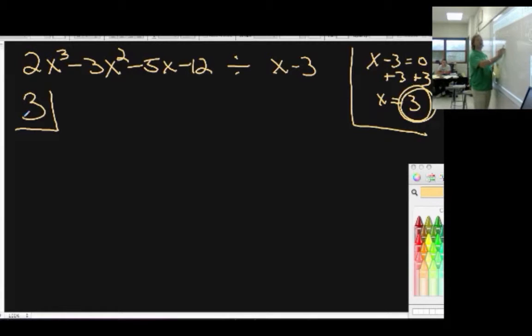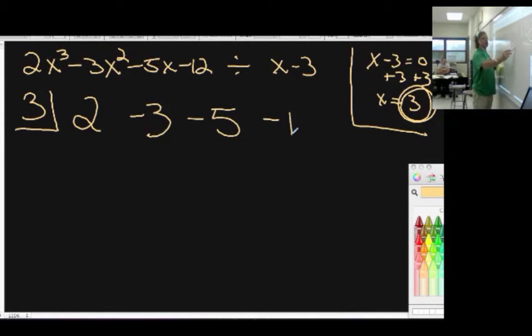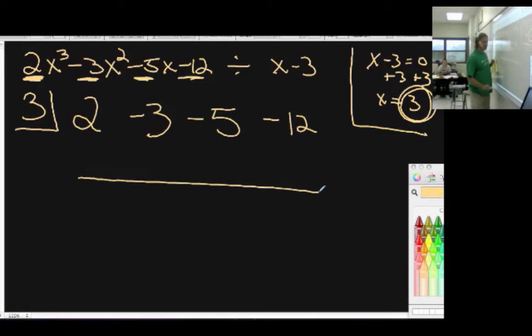What are the numbers across the top? 2, negative 3. Yeah, here's the 2, here's the negative 3, here's the negative 5, and there's the negative 12. Bring down the first number.